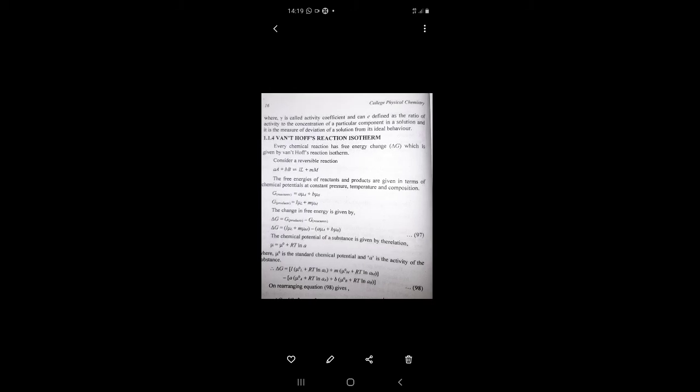So aA plus bB gives lL plus mM. The free energies of the reactants and products are given in terms of chemical potential at constant pressure, temperature and composition. So free energy for reactants, that is G reactants, is equal to a mu A plus b mu B. This is the free energy of reactant.